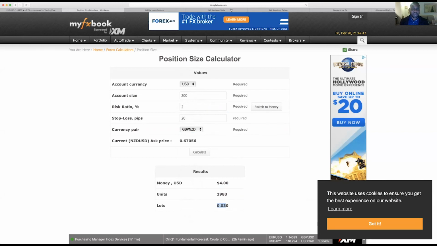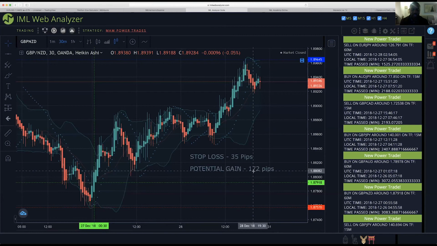Now, in this case, I would have made 172 pips. So what we would do is take 172 and multiply that by 30 cents. That would be $51.60. $51.60 divided by our account size of $200, and you multiply that by 100, you now have 25% growth.